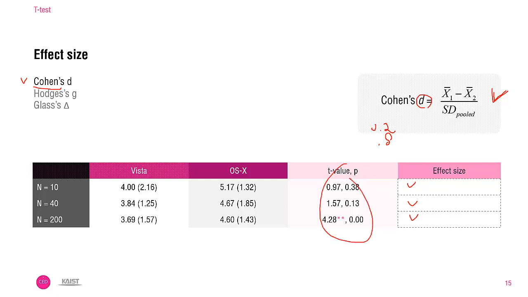For example, when the d values of these three cases are similar, we can add an implication like: the mean differences of the three groups have a similar effect size and the effect is medium. Therefore, the statistical significance is caused by the increase of the sample size. And we do not yet conclude that people prefer OSX to VISTA.